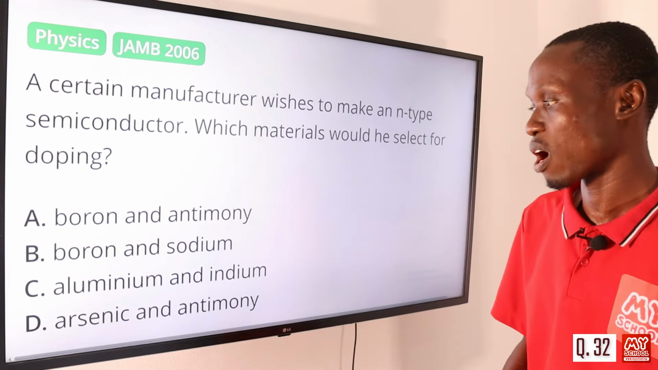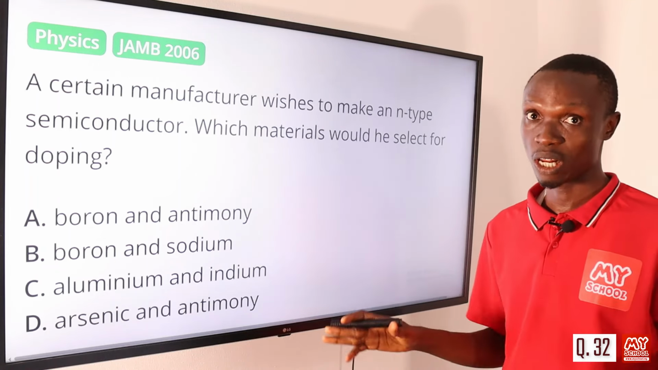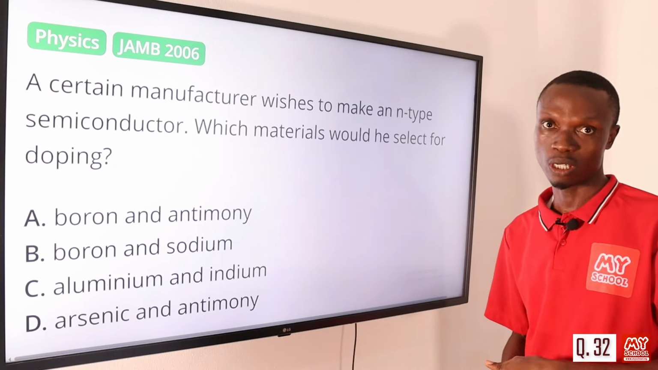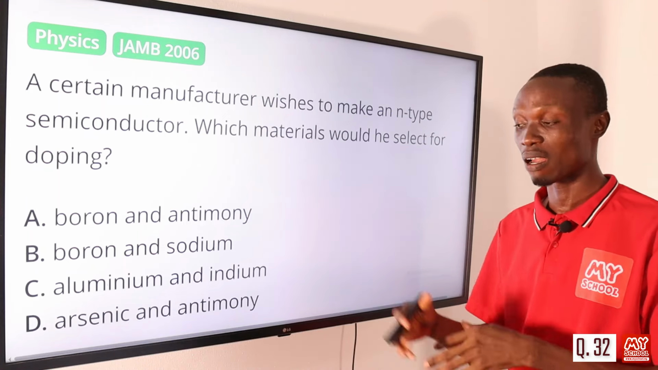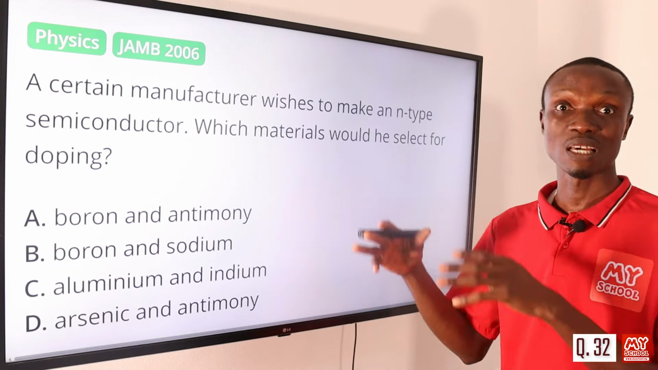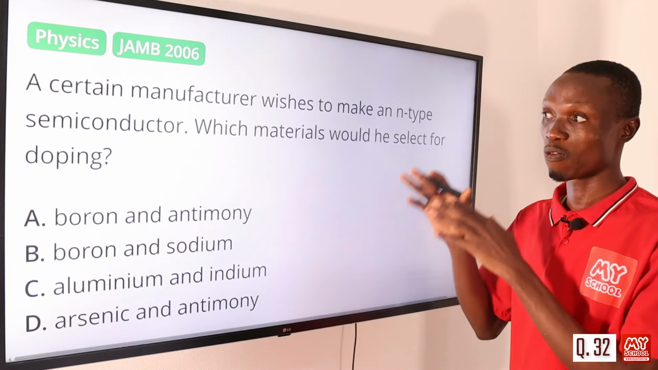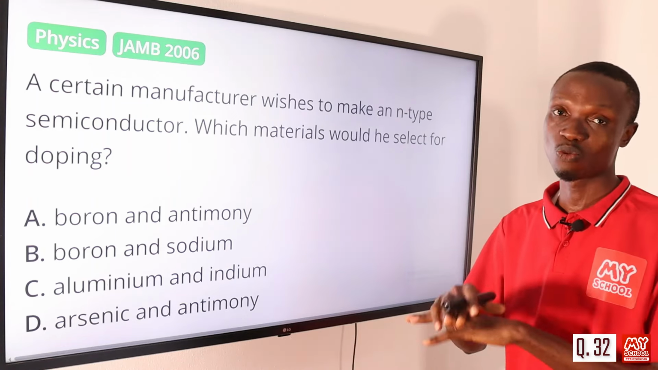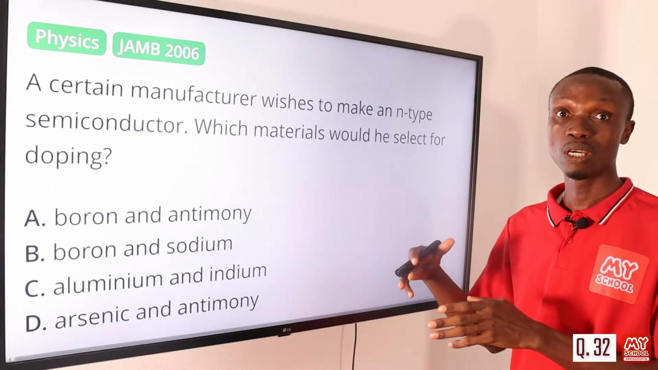Why option C? We have aluminium and indium. So I think both of them are trivalent elements. While for option D, we have arsenic and antimony. Arsenic and antimony are pentavalent elements, meaning that they have 5 valence electrons on their atoms' shell. So the material that the manufacturer should choose is option D, arsenic and antimony. And the reason is because they have more electrons on their atoms' shell than the semiconductor.